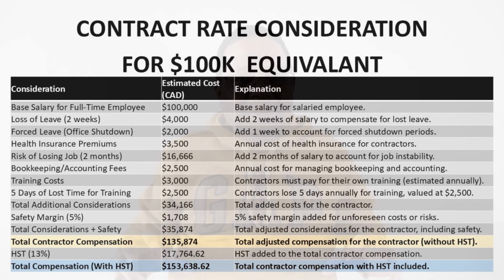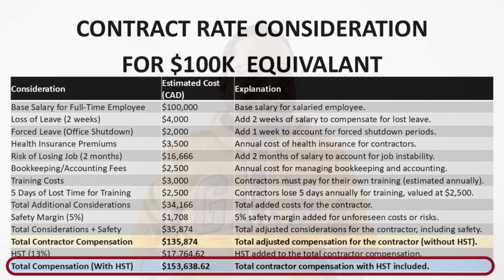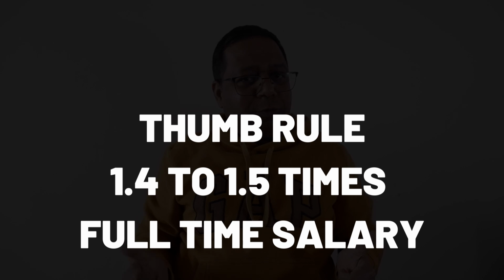So the table based on this scenario I have highlighted will look like this. Again, you are free to customize as per your requirement and tweak, and also with your comments, help me improve this further in case I'm not in line with how it should be. Without HST, the total comes to 136K, and with HST, 153K. So you see, I was not wrong when I said 1.4 to 1.5 times of full-time salary.